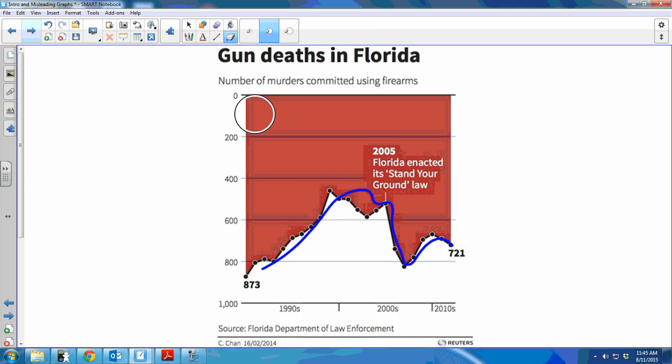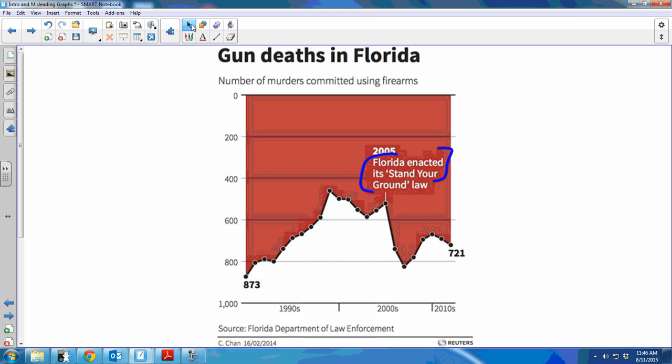Right. So they're saying that after their stand your ground law was instituted, there was more gun deaths in Florida. So that's, I think, what they were trying to prove their point here. But you have to make sure you read the scale. Normally, you don't have a scale that goes from the top down, you go from the bottom up, right? So, again, make sure you're looking at things.